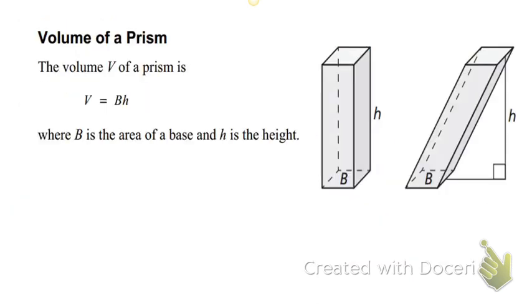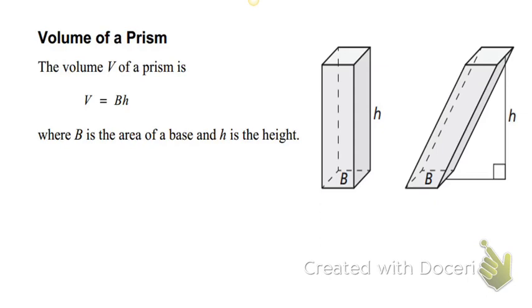Okay, so the volume of a prism. The volume of a prism is the base area times the height. And the base area is going to vary. The formula for the base area, which we call capital B here, is going to vary depending on what the shape of the base is.